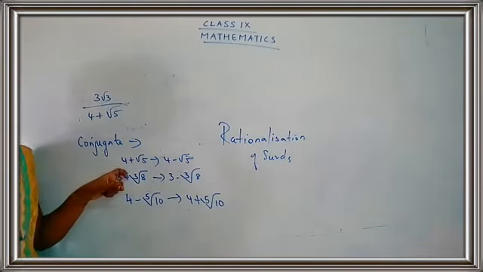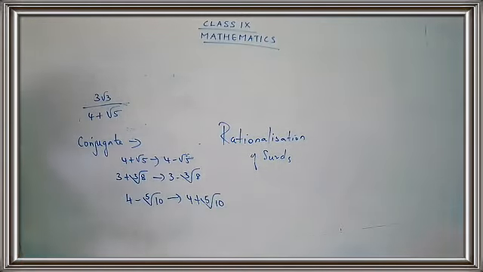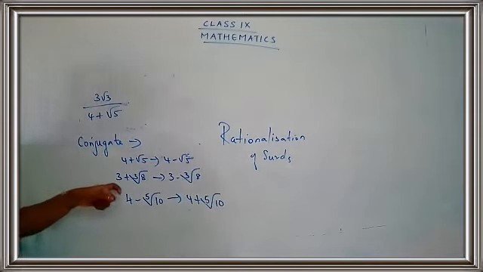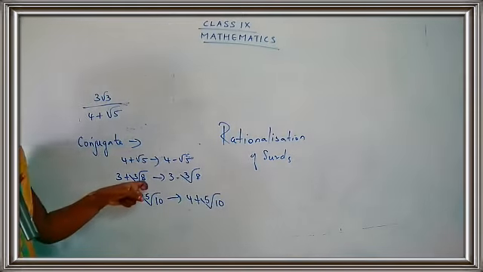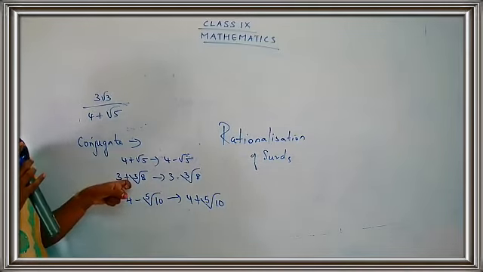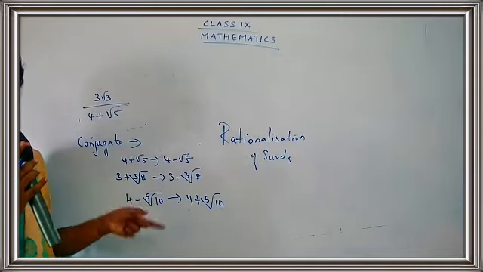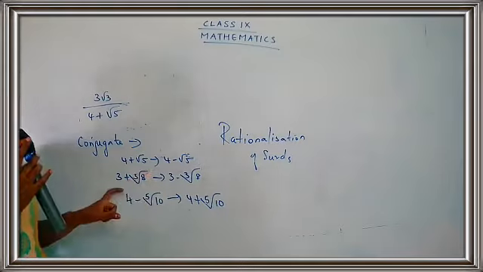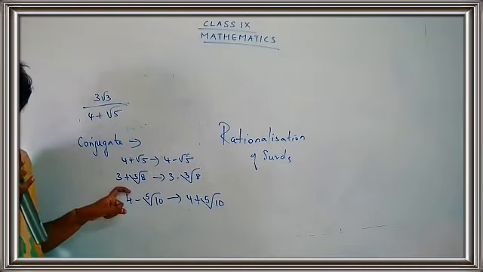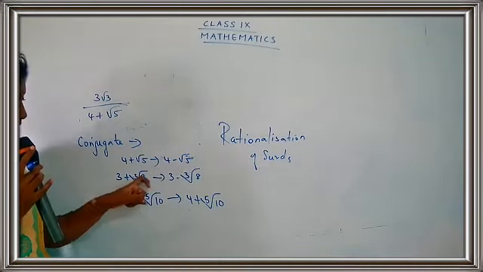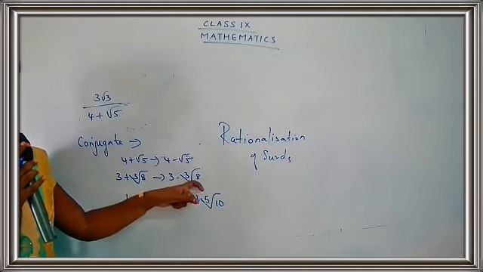So what is the conjugate of 4 plus root 5? It's 4 minus root 5. Okay, children, and if you have a surd 3 plus cube root of 8, what is the main sign over here? It's plus, so you have to change it to minus. So what is the conjugate of 3 plus cube root of 8? The conjugate is 3 minus cube root of 8.